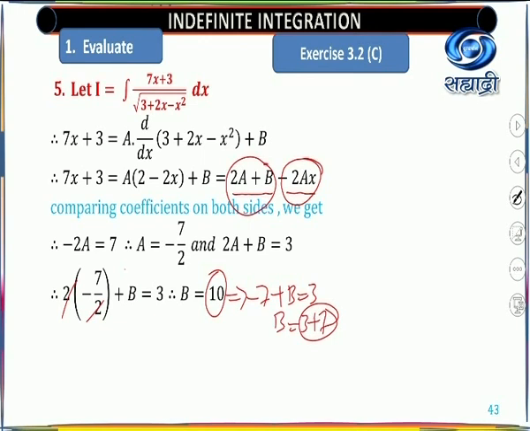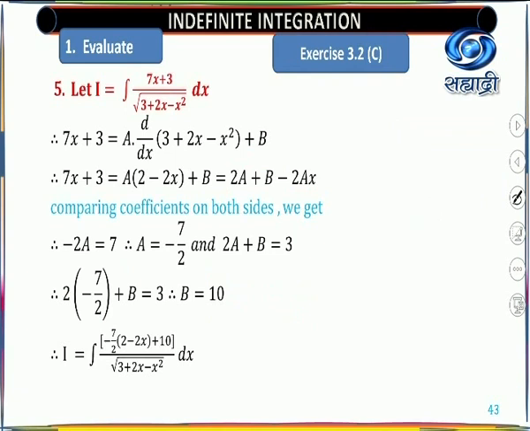So now once you have got the a and b values, what will be your integral? Your integral becomes, now here is your integral. This numerator is replaced, and in what way you will replace this numerator, we'll see here. So now look at here. This is nothing but 7x plus 3, which is equal to a value. Where is the a value? The a value is minus 7 by 2. Now look at here.